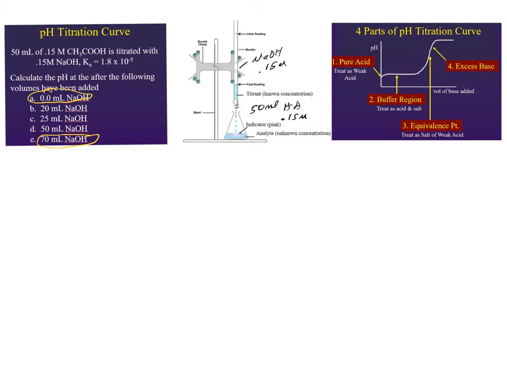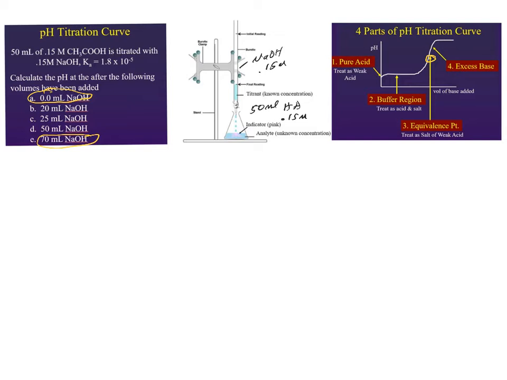Now, the very first thing we have to do is ask ourselves what volume of base gets to the equivalence point, because the equation we use depends on that. The first point is trivial, that's the pure acid. But once we start adding base, we need to know: are we in the buffer region, at the equivalence point where we've converted all the acid to a salt in stoichiometric proportions, or in the excess base region?